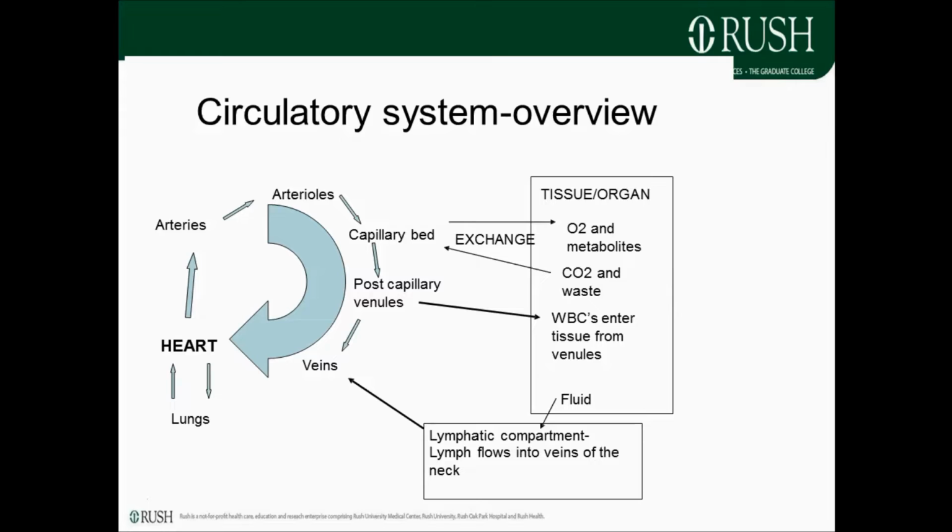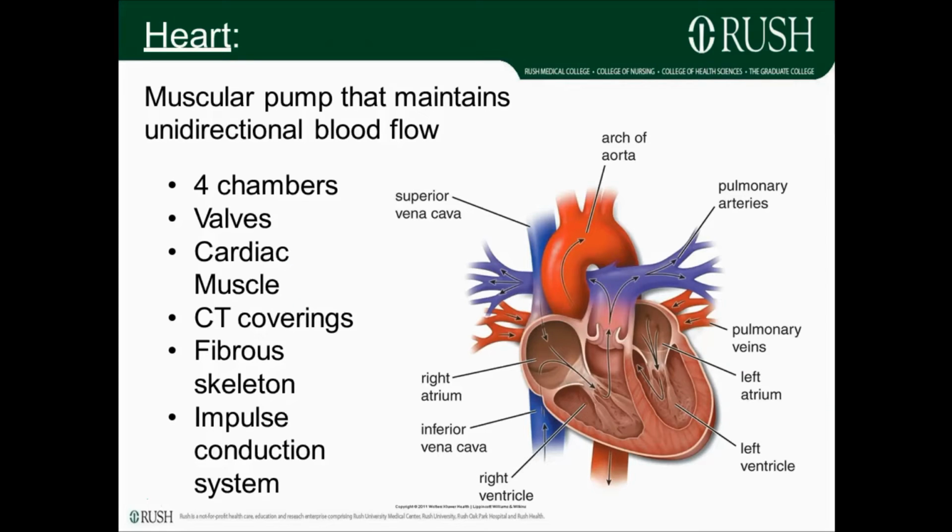This overview diagram demonstrates that there are two distinct portions of the circulation. First, the systemic circulation, which goes from the heart to the arteries, the microvascular, the venous circulation back to the heart, and then the pulmonary circulation, which goes from the heart to the lungs and then back to the heart. So let's begin with looking at the heart.